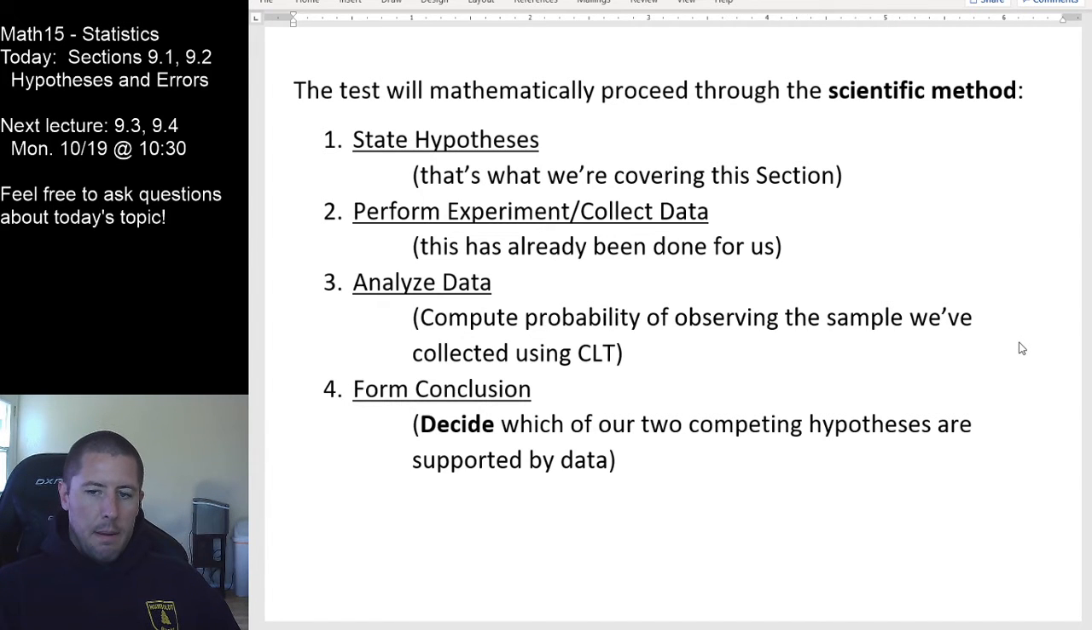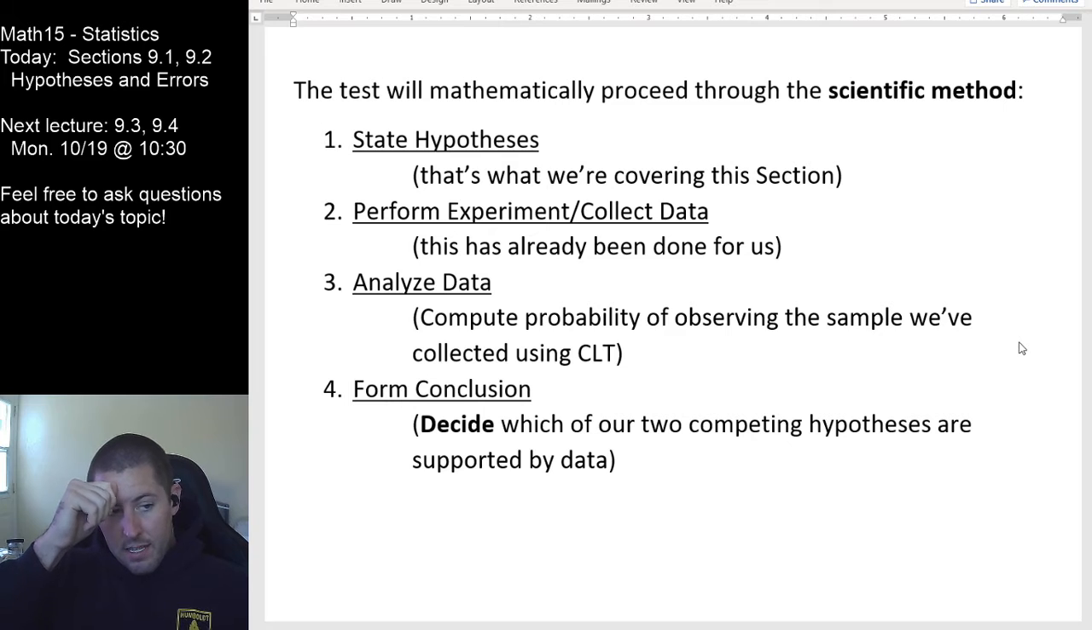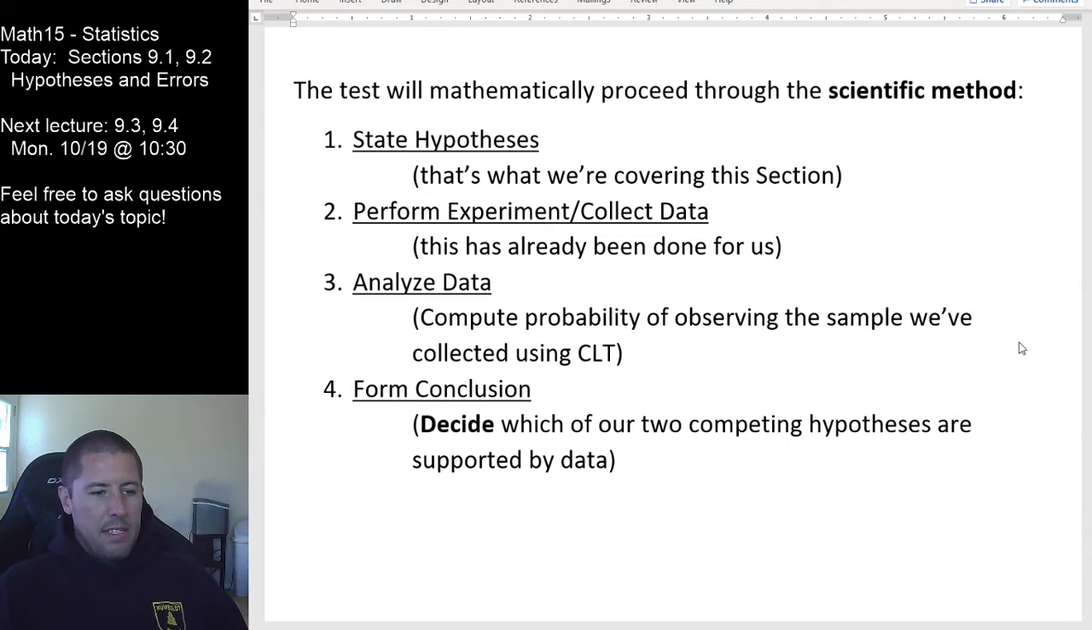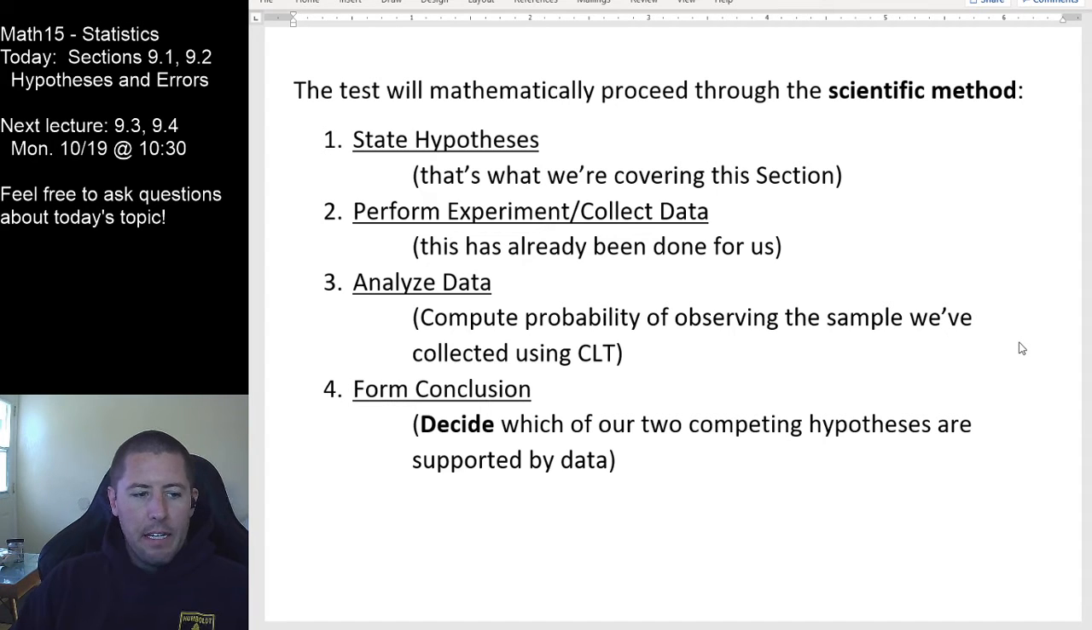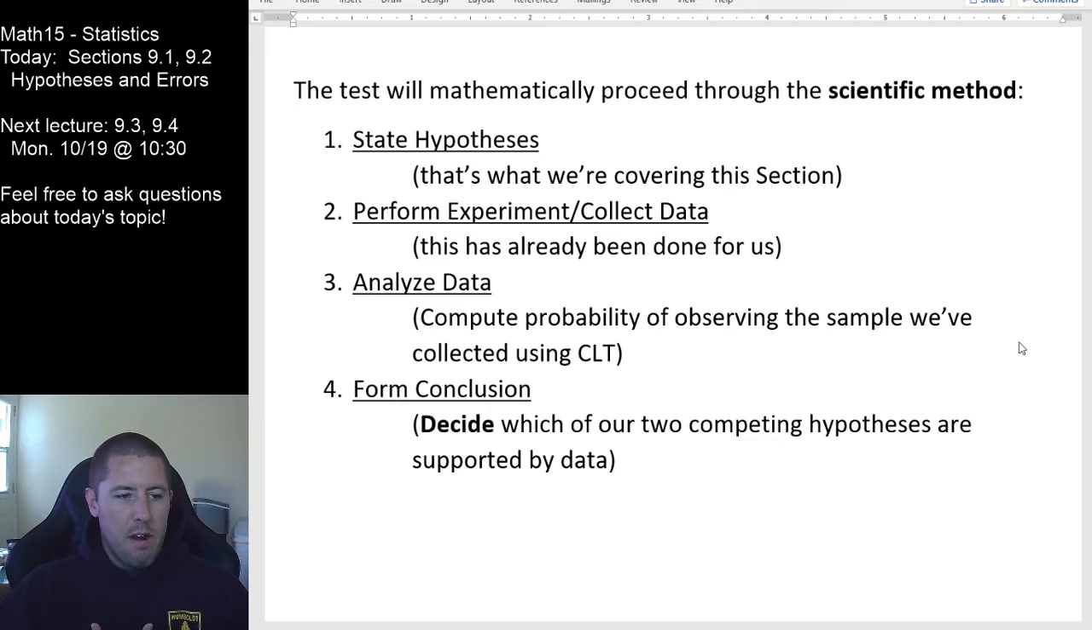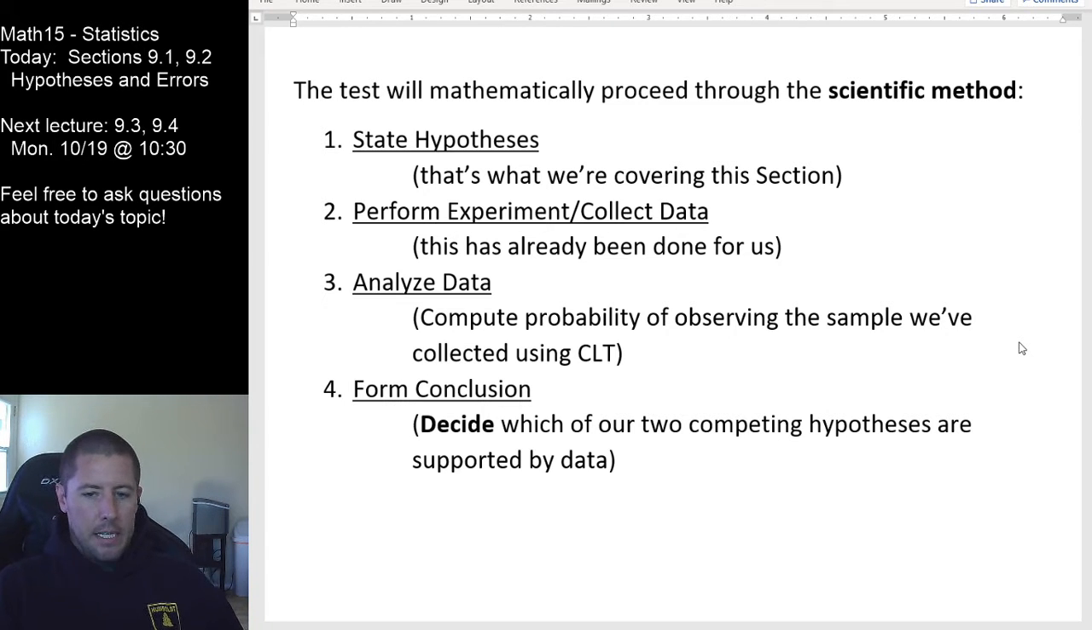Step two, perform the experiments, collect the data. This is the step that in the classroom setting is always already done for us, right? We don't actually go and do data collection in this class. So this is the step that technically we are skipping academically, but obviously when doing science, it's hard to do good science if you don't ever perform an experiment or collect data. This is just the stuff that's usually been done for us. When you see statements that say, we sampled 58 people and found their average height to be 54 inches, that's the experiment having been performed and the data having been collected.